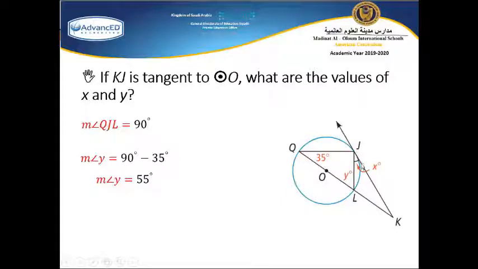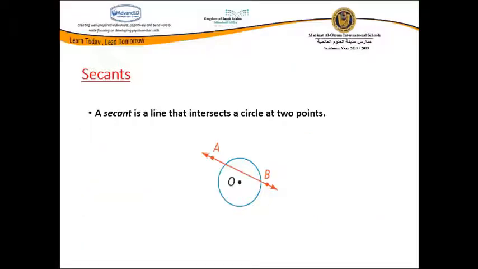Here the intercepted arc JL equals twice the inscribed angle Q, 35. Then the measure of the arc JL equals 70 degrees. Then the measure of the angle formed by the tangent and the chord JL, angle X, equals half of 70, equals 35.